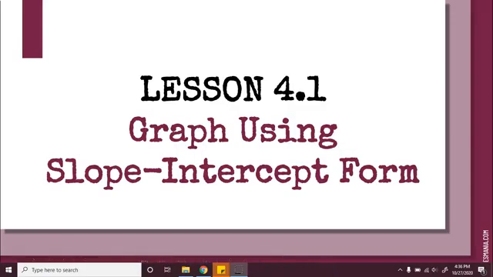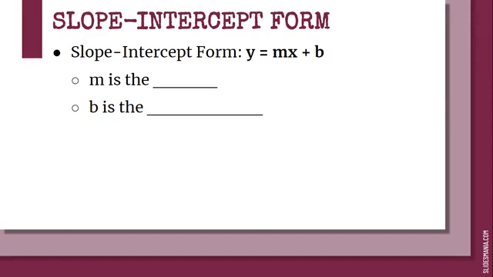Today's lesson is lesson 4.1, graph using slope-intercept form. So first we have to know what slope-intercept form is. Slope-intercept form is y equals mx plus b. Notice that equation is solved for y. So our y is a variable, our x is a variable.